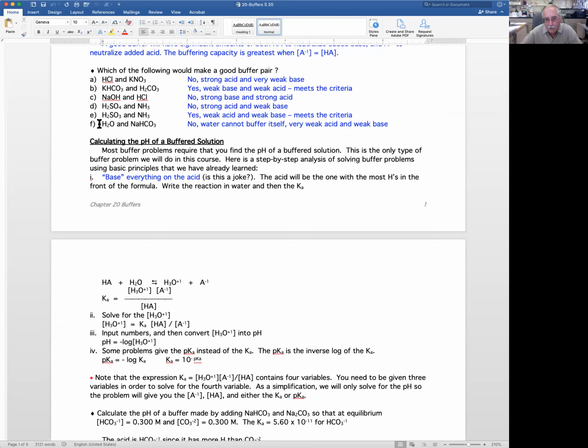Here's water, which cannot buffer anything. And whether you want to call that a weak acid or a weak base, it would directly affect the water. The water can't buffer, so that's not a good buffering system.